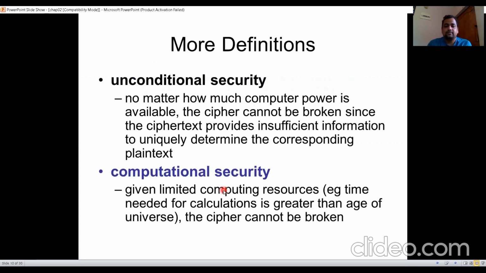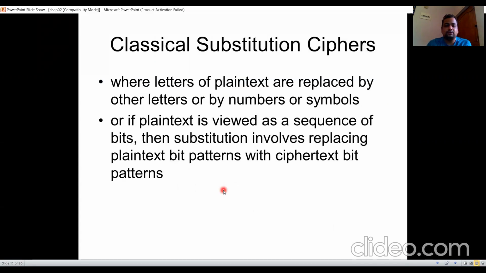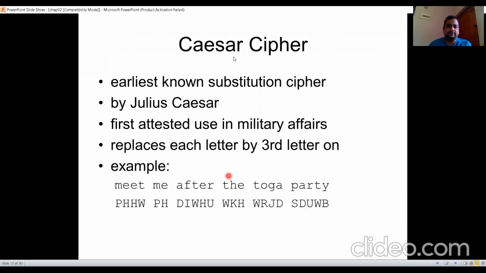Okay. Now we'll go for the different types of encryption. As you know, there are basically two types of encryption methods: either substitution or transposition. Before we start, let us go for the first, the substitution method.